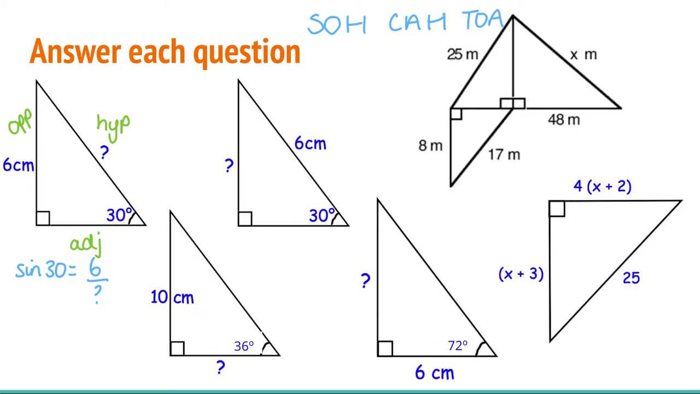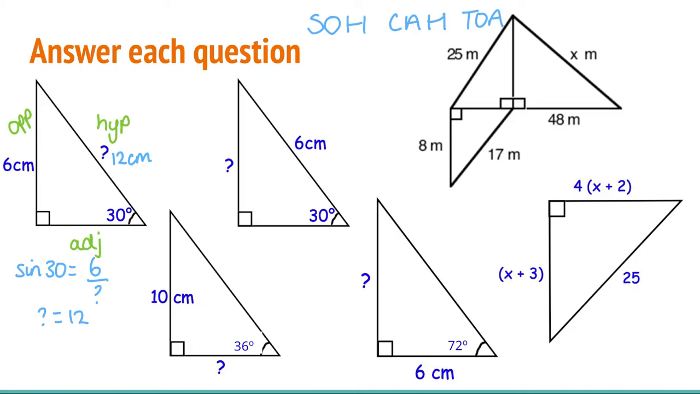Once you've got that, you can type that straight into your NSolve. So sine of 30 equals 6 over question mark, comma, question mark. Okay, so NSolve, and that will then give you your answer, which is 12. So we now know that the hypotenuse is 12 centimeters long. That's just from typing it into NSolve.